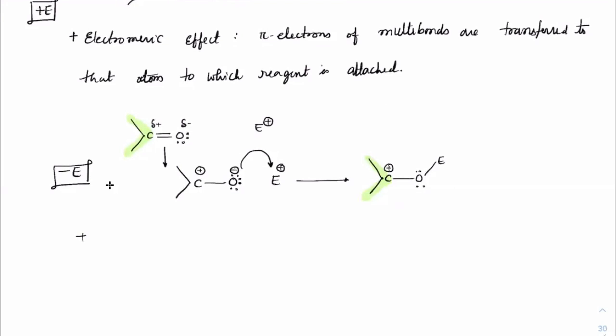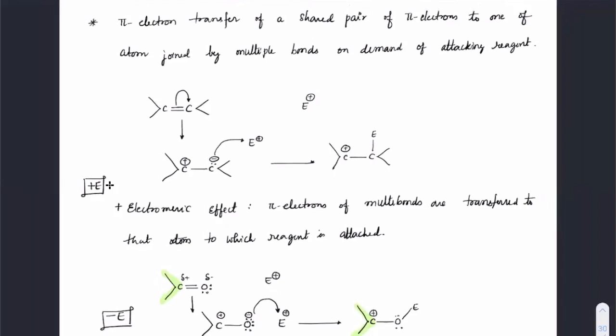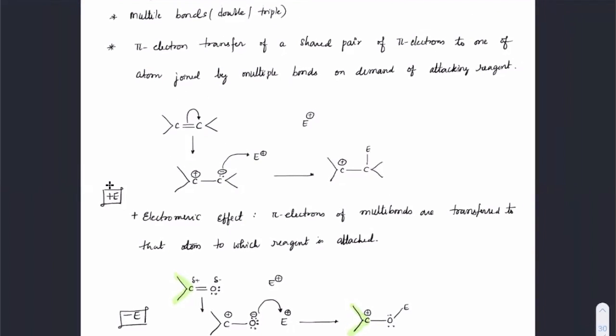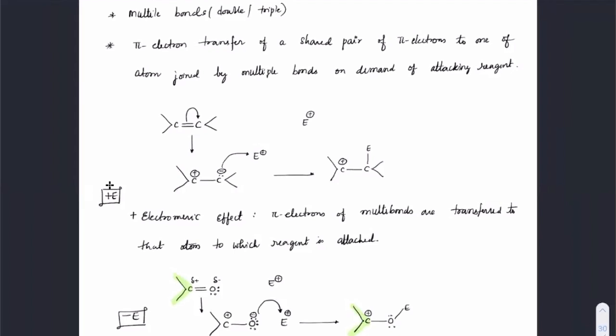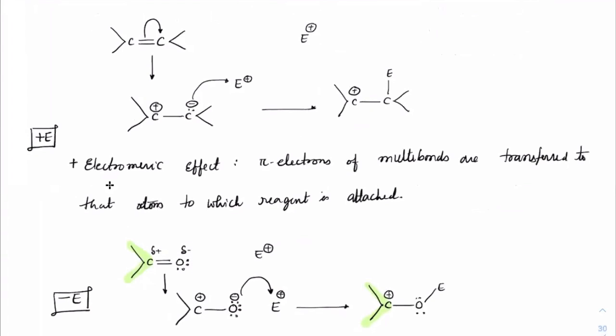So this is minus electromeric effect. Honestly, when we do the mechanism, we do not address plus E and minus E. But if you are specifically asked what plus E and minus E are, then we have to show this. But this is not a transition state. Please remember this: while writing the mechanism, we do not use electromeric effect as a transition state.